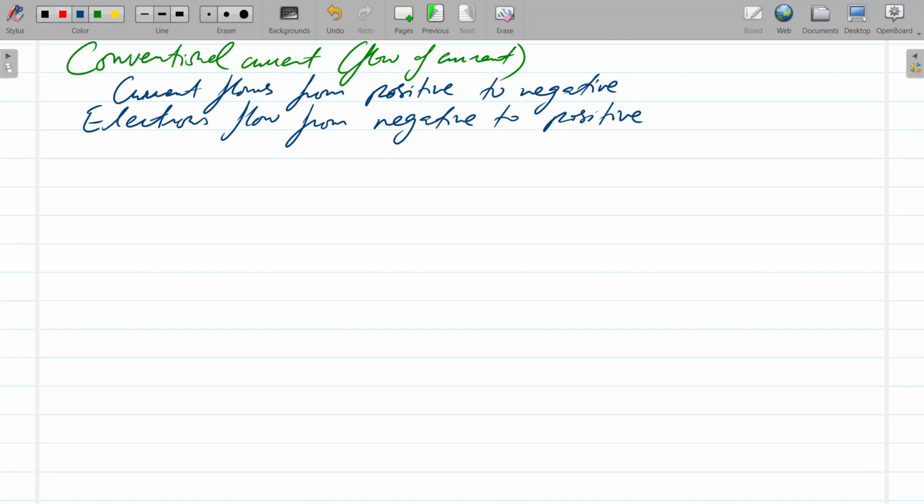And there's obviously reason for this, etc., right? So not going into detail, because this is all they mention in your syllabus. The only thing you need to know: conventional current flows from positive to negative, and electrons flow from negative to positive, right? Which is the opposite direction of conventional current.